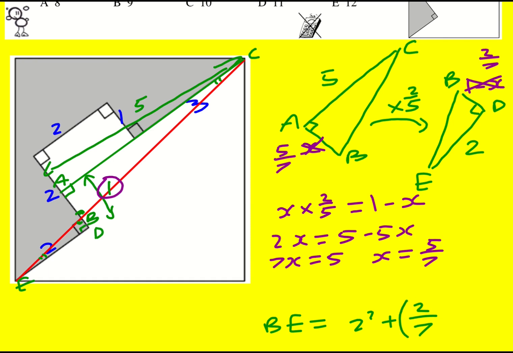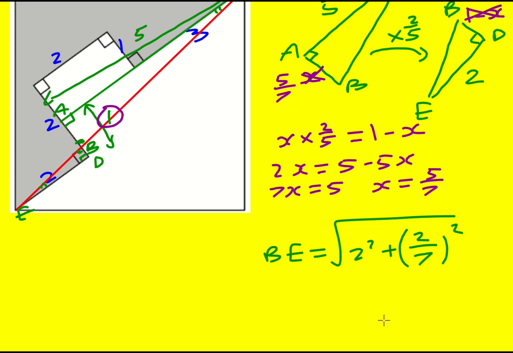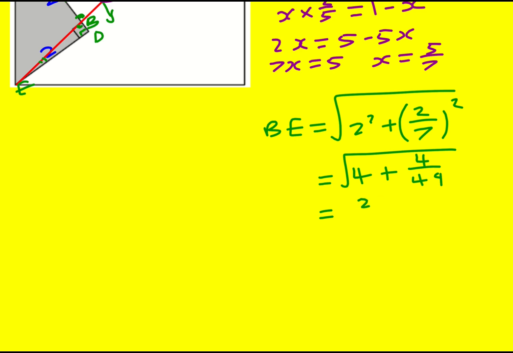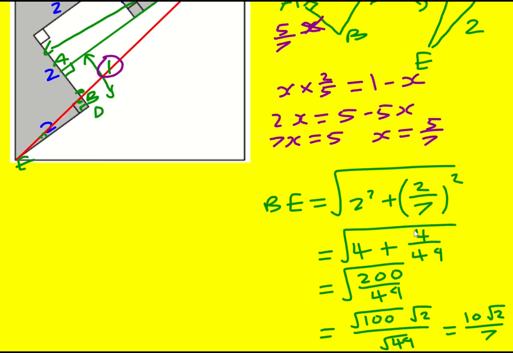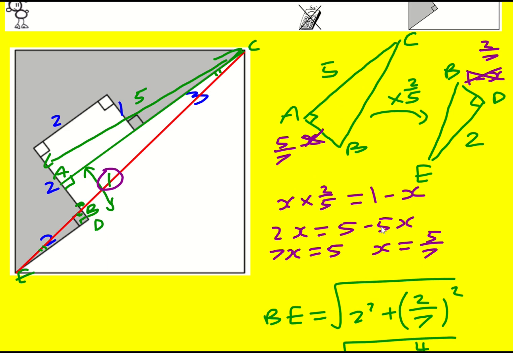So 2 squared plus 2 over 7 squared, square rooted, which is 4 plus 4 over 49, square rooted. This is actually 196 over 49. We're going to get 200 over 49 square rooted, which is going to be root 100 times root 2 times root 49. It is 10 root 2 over 7. That is that length here.